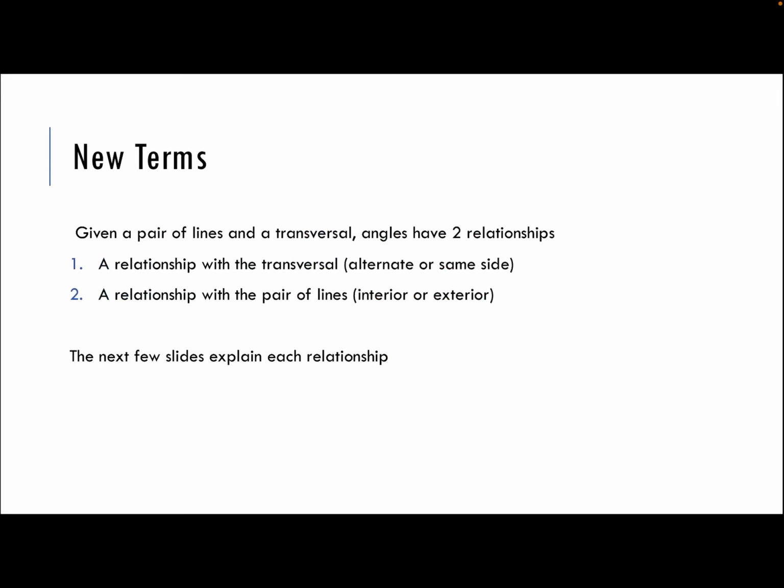So given a pair of lines and a transversal, we'll talk about that on later slides, the angles have two relationships. They have a relationship with the transversal, that's going to be alternate or same side, and the angles have a relationship with the pair of lines that are created by the transversal, and that's going to be interior or exterior. And the next handful of slides are going to explain those relationships.